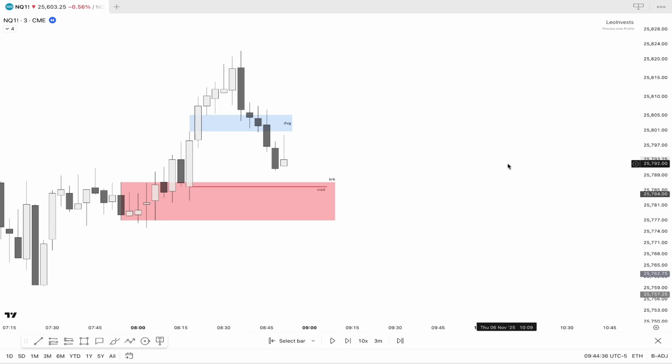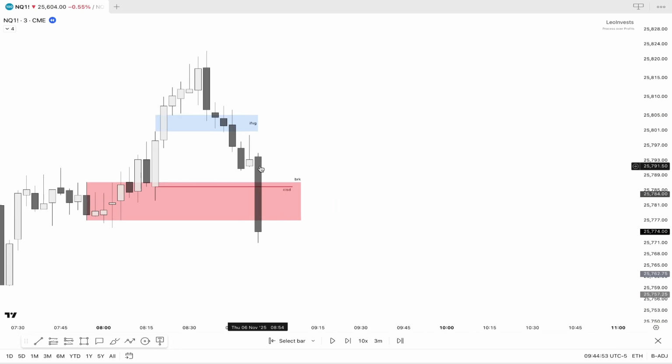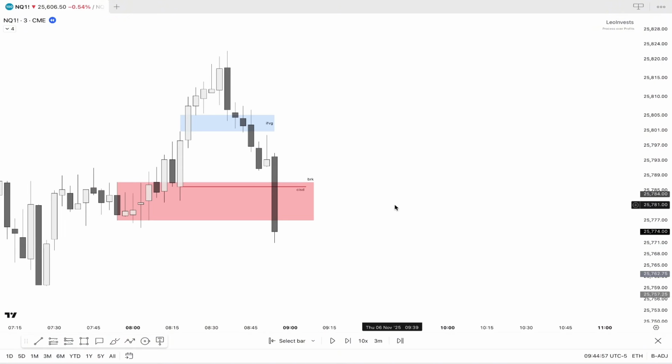And so now in order for me to validate an entry signature, I'm waiting to see a candle body closure on the 3-minute below the CISD and breaker block. So now let's play out this recap and see how this trade plays out. Here we see on the following 3-minute candle, which happens to be the 8:54 a.m., we see a very aggressive 3-minute closure that closed both below the CISD and the breaker block here.